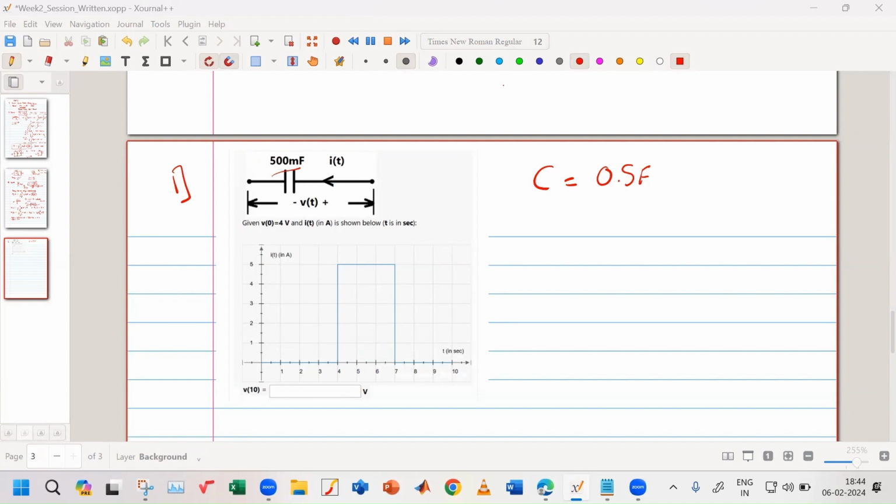Now, this is the current. What is the direction of the current? The current is flowing like this, entering into the positive terminal of your capacitor. Between 0 to 4, the current is how much? Let us write i(t). Between 0 to 4 seconds, your current is 0.